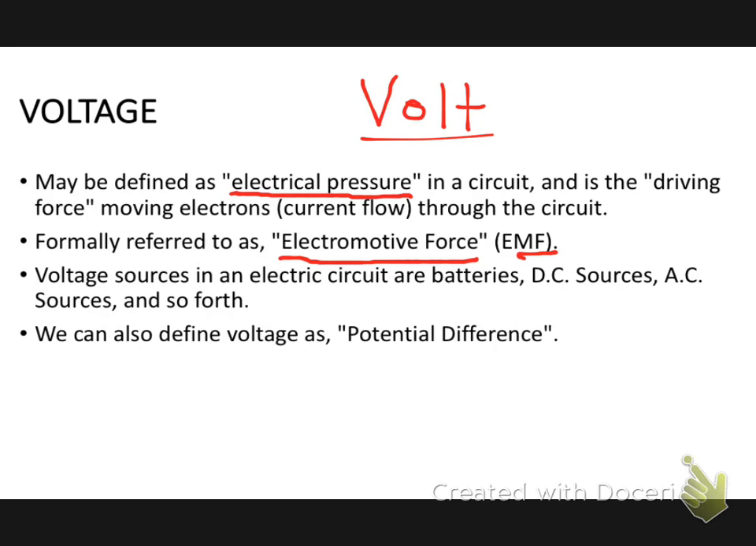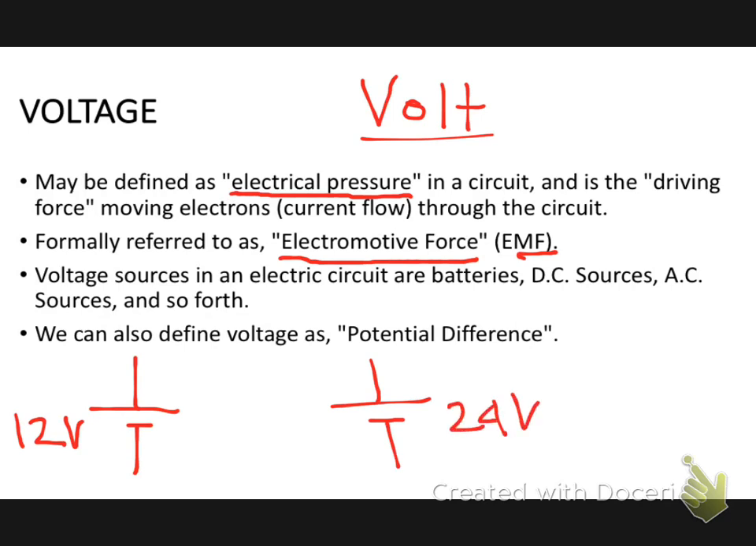And you can also define voltage as potential difference. Okay, so if you had a battery and make this 12 volts, and you make this one 24 volts, the 24 volt battery will have twice the pressure, if you will, as the 12 volt battery.